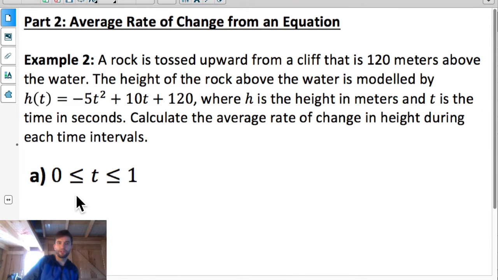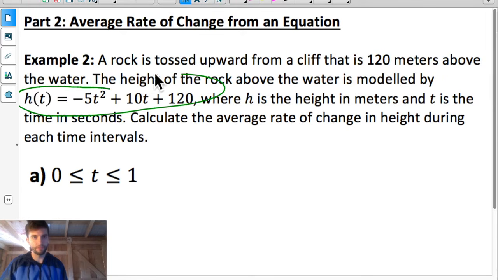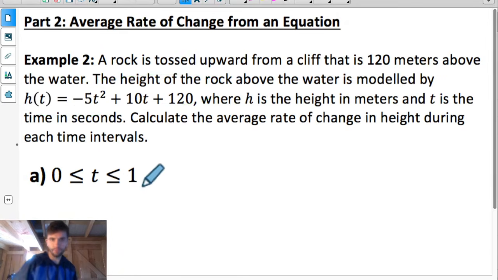Okay, so this is what I was talking about next. We're going to do the same type of question, but we're only given the equation. So it says someone tosses a rock upward from a cliff that's 120 meters above the water. The height of the rock above the water is modeled by this equation. So we don't have the graph. I'll show you the graph just so you can understand what we're doing, but we don't have the graph this time, where h is the height in meters and t is the time in seconds. Calculate the average rate of change in height during each time interval.